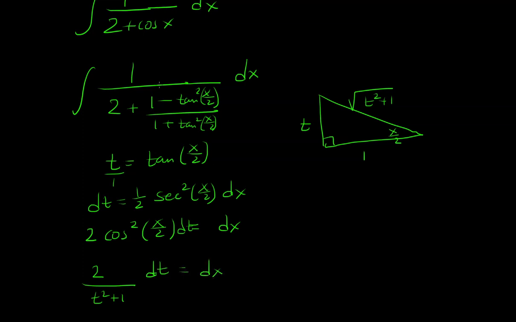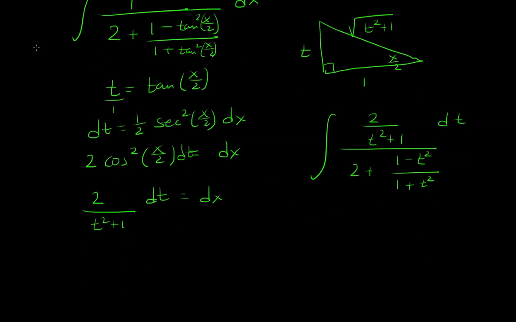So now we're going to go over here and replace. So we have dx on the top, which is dt. So we'll say 2 over t squared plus 1, and then dt. And the bottom is 2 plus, and then tangent of x over 2 is t. So it's 1 minus t squared times 1 plus t squared.